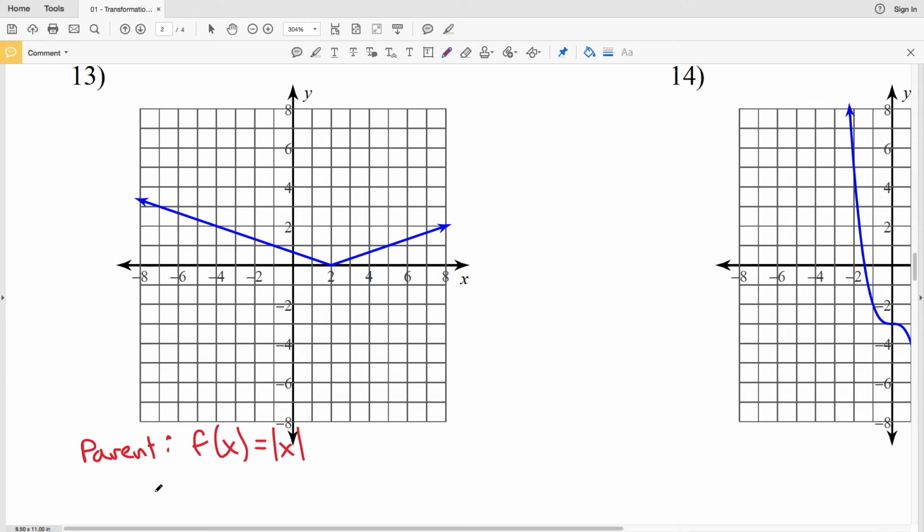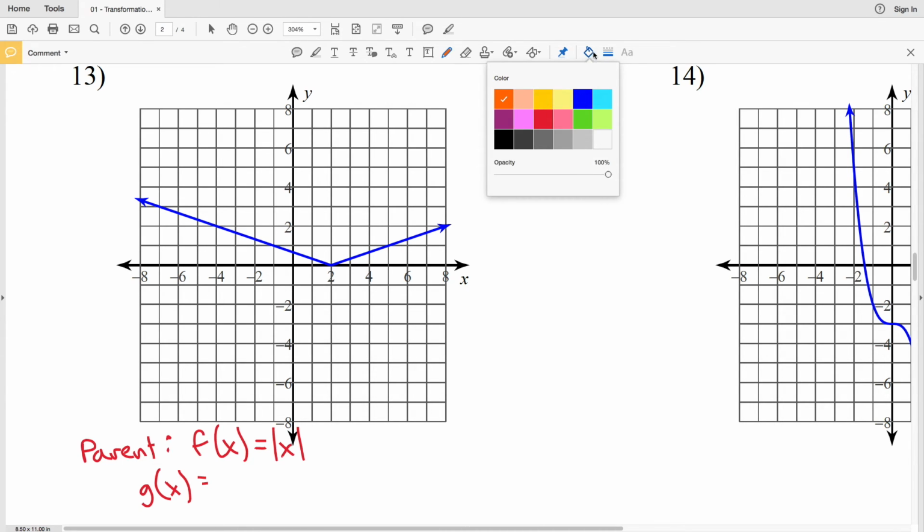But now we need to see what happened to f of x in order to make it g of x. Well, if we were to graph the absolute value function, we have 0, 0, 1, 1, 2, 2, and so on.